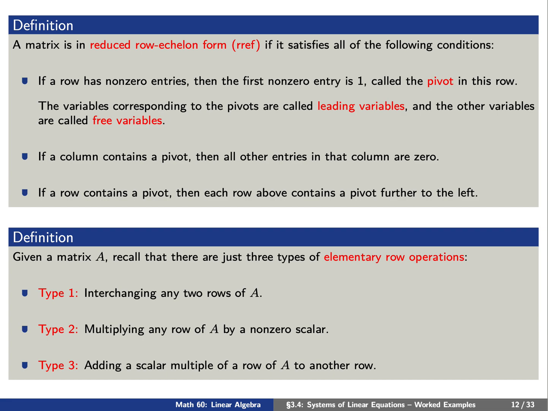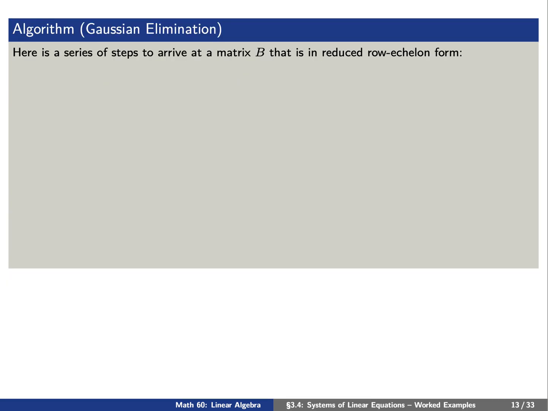Given a matrix A, recall that there are just three types of operations we're allowed to make on the rows. The first is a type 1, that is, we can interchange any two rows. The second is a type 2, that is, we can multiply a row by a non-zero scalar. And the third is type 3, that is, we can add a scalar multiple of one row to another. Putting all of this together, we see that there is a series of steps where we could start with an m by n matrix A and arrive at another m by n matrix B that is in reduced row echelon form.